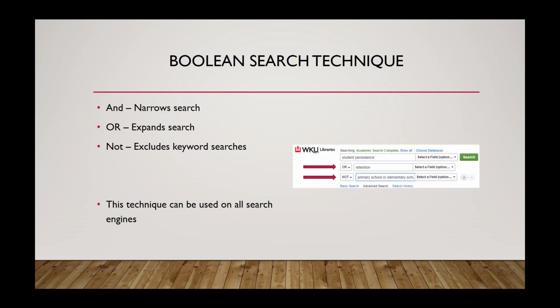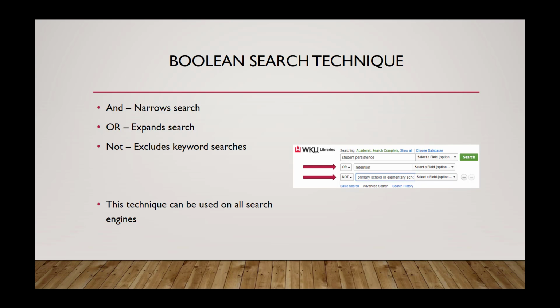When you click Academic Search Complete, it's going to come up with several options to choose from. This is the point where I want to explain what the Boolean search technique is. If you notice here, we have 3 search fields, which you can add more to, but it's usually set up for 3. So I'm going to search student persistence or retention, because it could be either or. And I want to make sure that it is just college, so I can say not primary or elementary school.